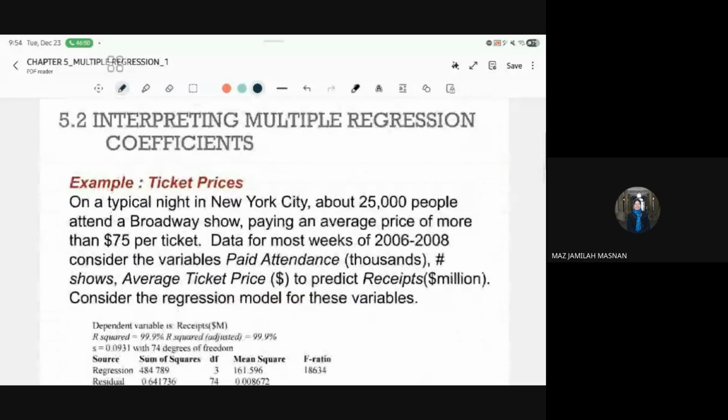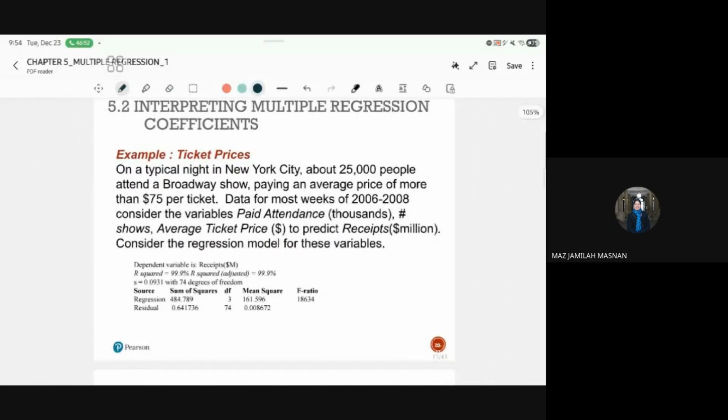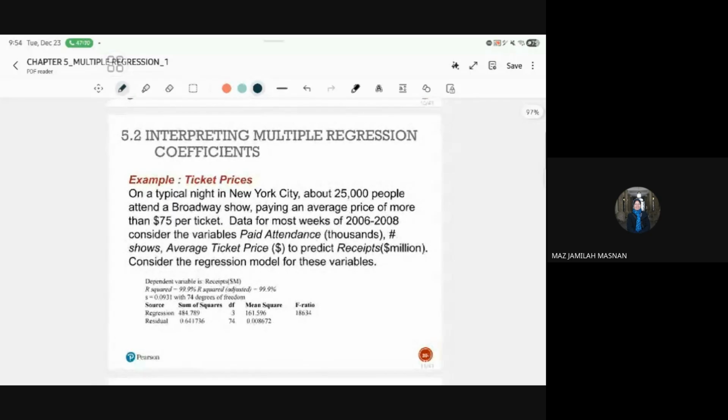So far, do you have any question, class? Do you have any question? Okay, if you don't have any question, let us look at the next example. Okay, interpreting multiple regression coefficients.